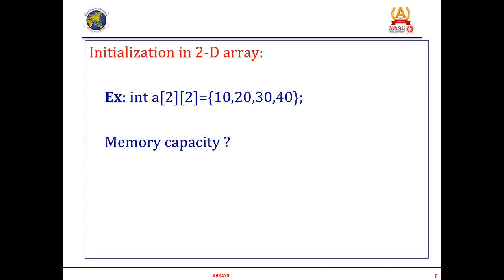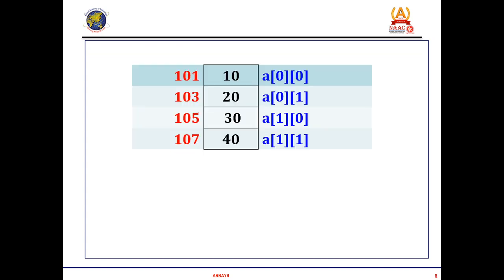So since array A has 2 rows and 2 columns, a total of 4 elements will be stored in this memory map, that is 10, 20, 30 and 40. Now assuming that this particular integer occupies 2 bytes and the base address is 101, I have the addresses of the other elements of the array, and hence the entire array starts from 101 and goes up to 108. Right? Now 101 up to 108 is totally 8 bytes.